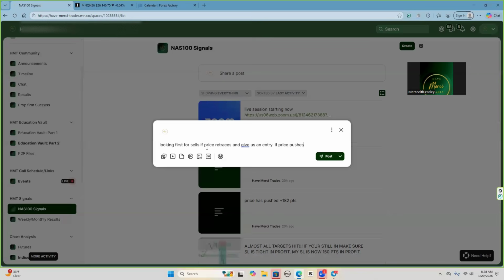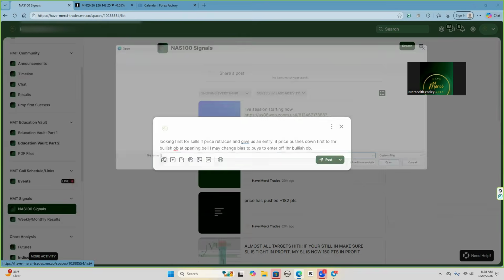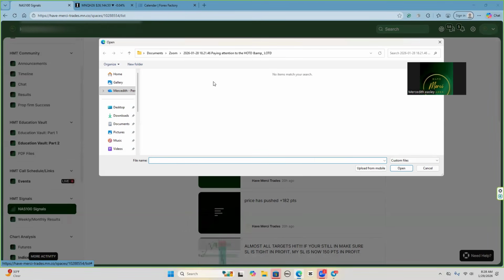If price pushes down first to the 1 hour bullish OB at opening bell, I may change bias to buys to enter off the 1 hour bullish OB. All right, does that make sense, you guys? So if it retraces first, then I'll look for those sells.